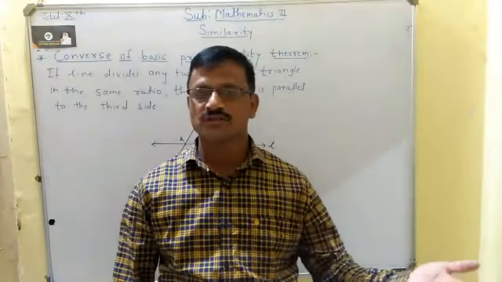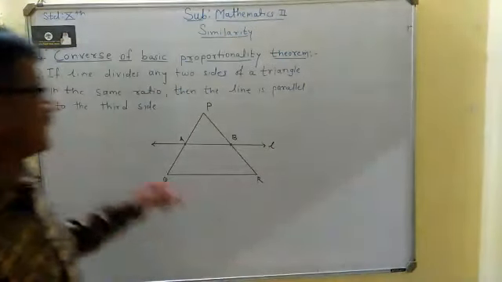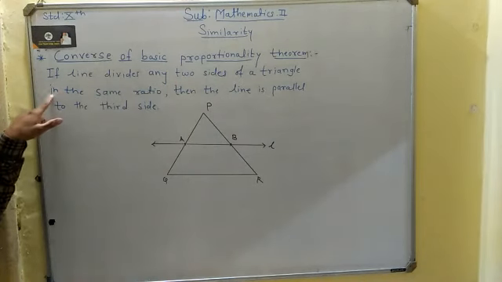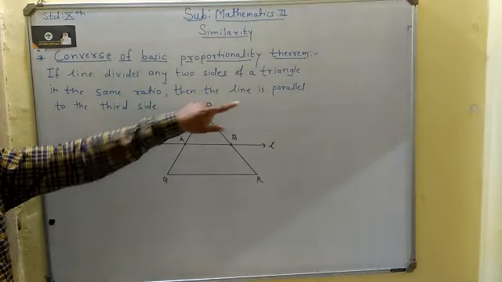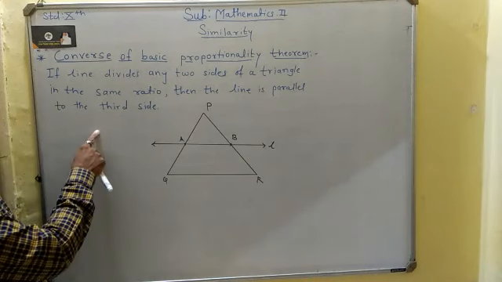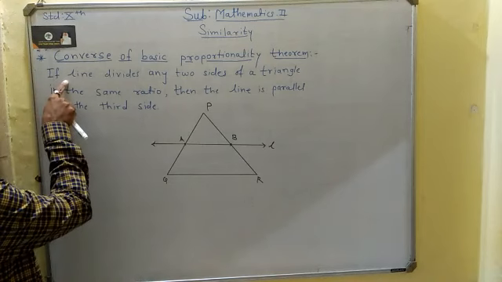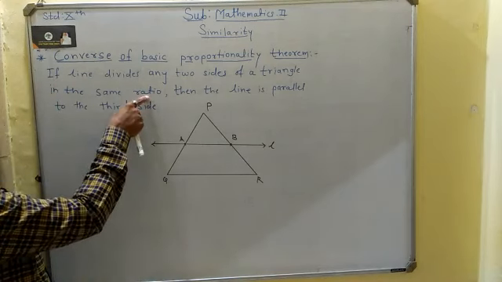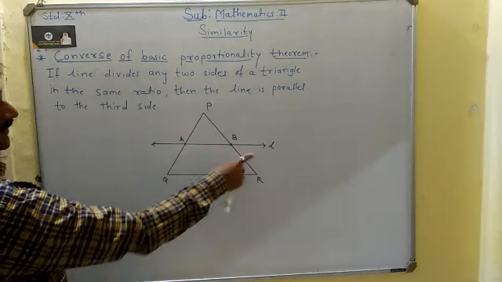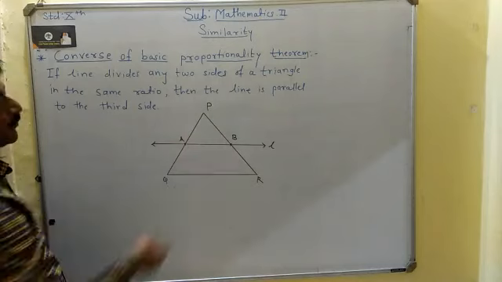Now we are going towards the next concept, the converse of the basic proportionality theorem. Its statement is that if a line divides any two sides of a triangle in the same ratio, then the line is parallel to the third side. That's also a conditional statement, an if-then statement, in which after if and before then is the given part. That means given a triangle and a line intersecting two sides of the triangle, and that line divides those sides in a proportion.